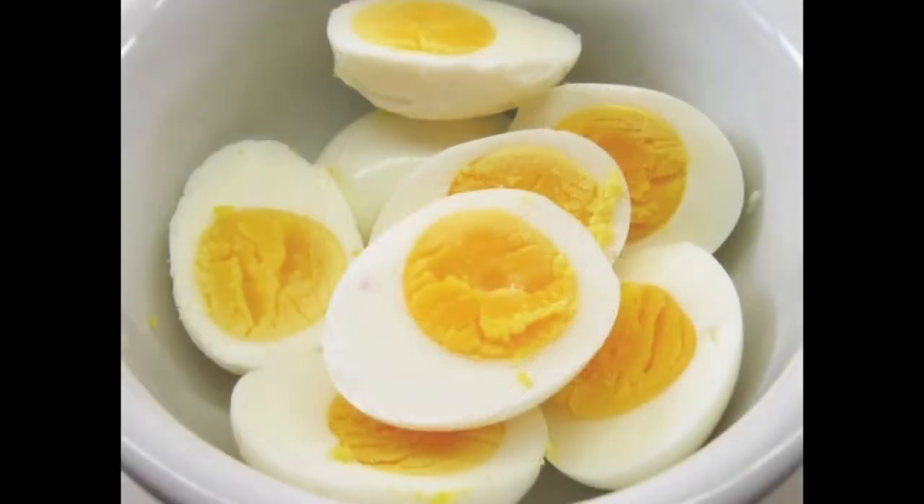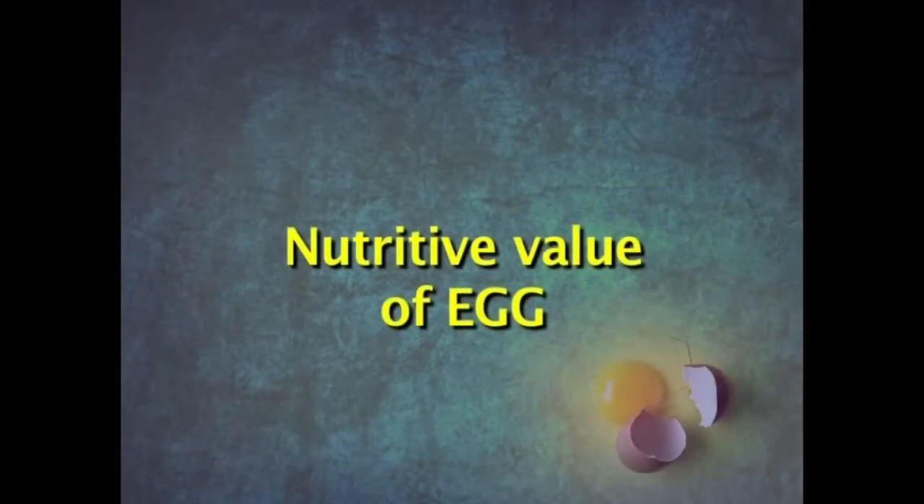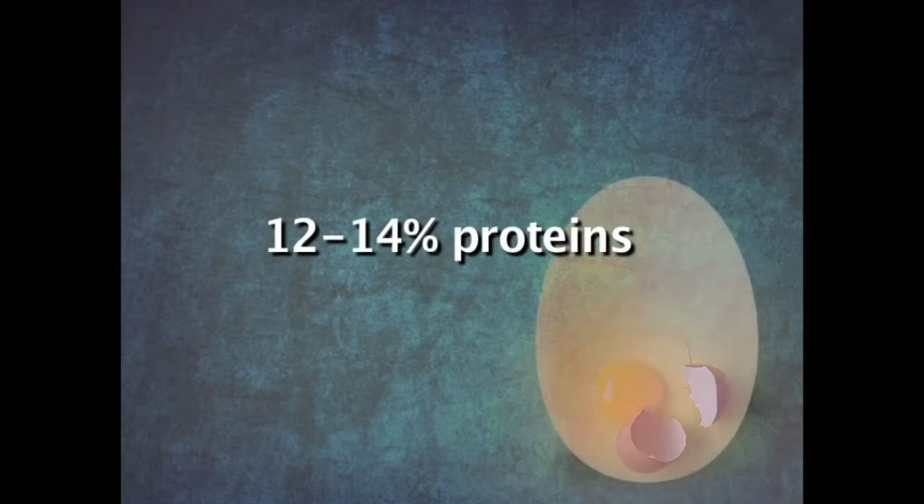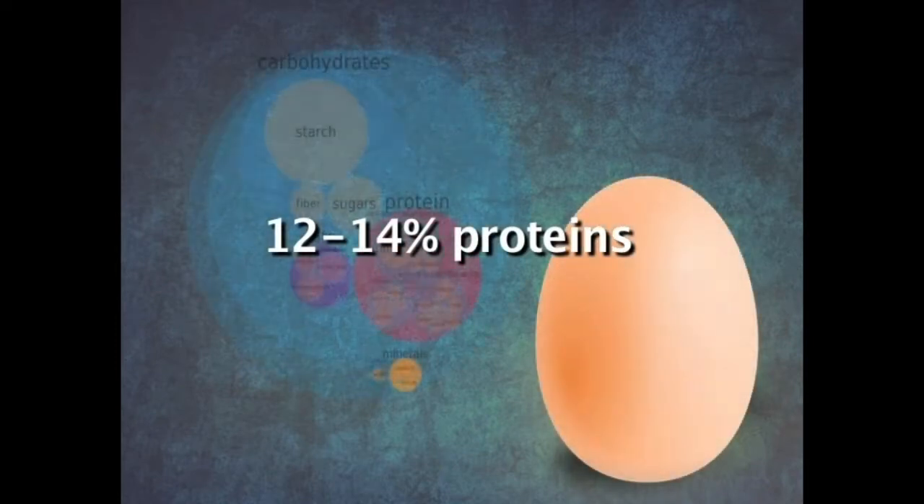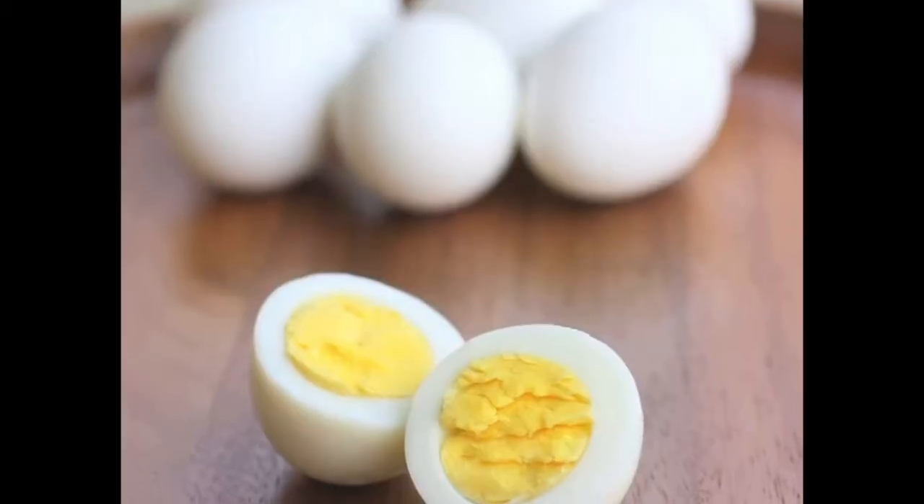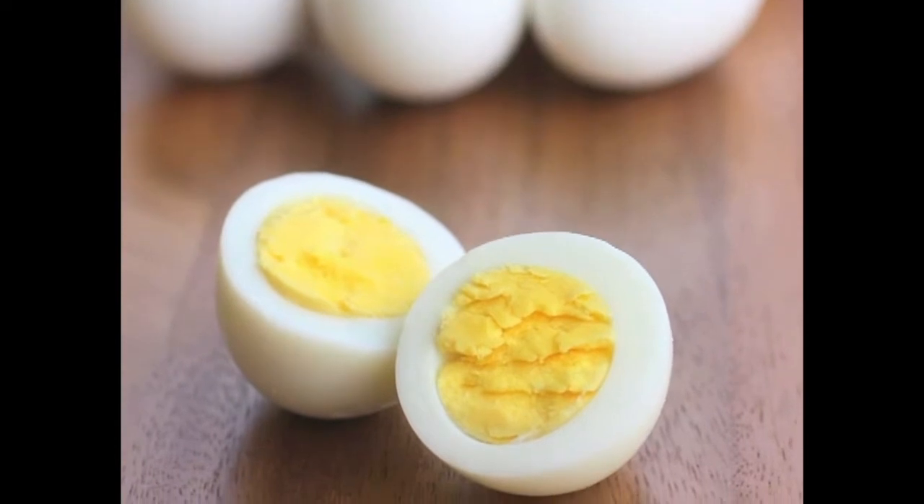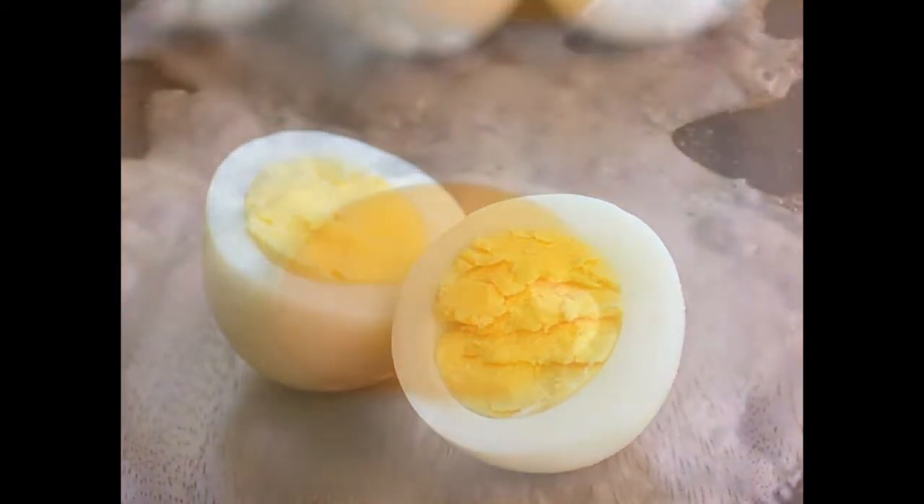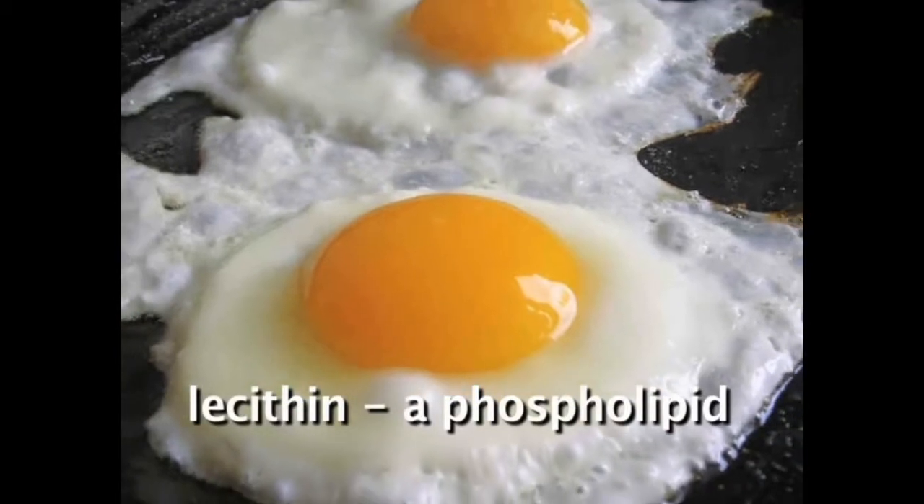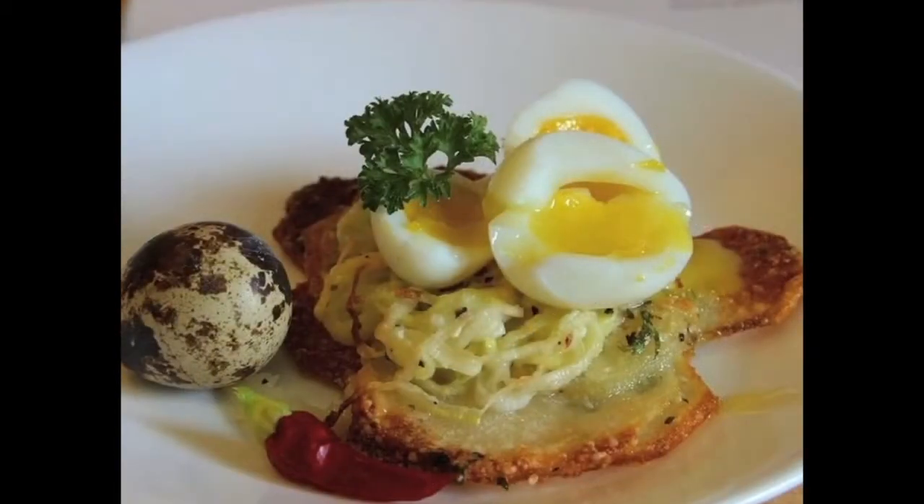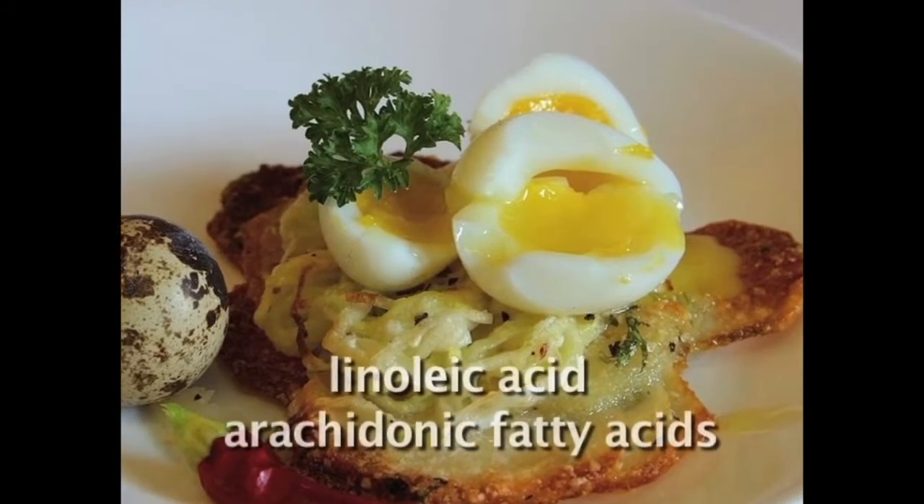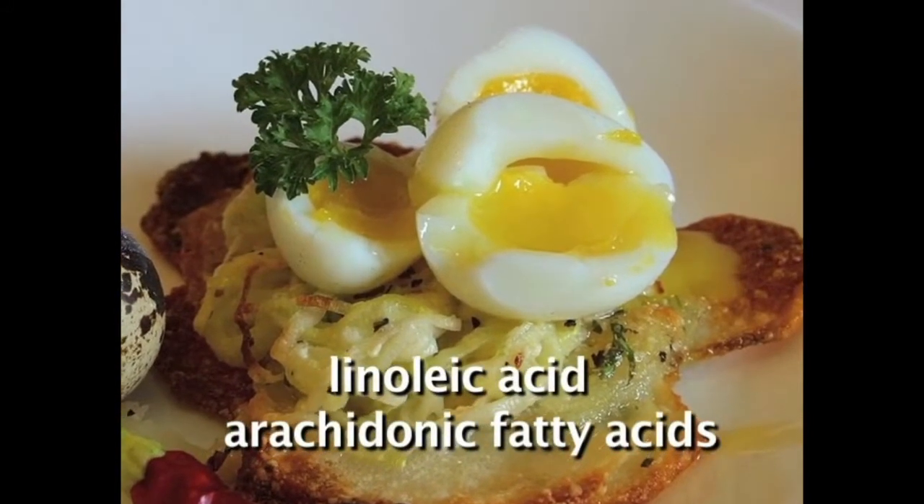Egg is an excellent source of protein. The biological quality of egg protein is highest among all the proteins, and it is considered a complete protein. Let us now look at the nutritive value of egg. Egg contains 12 to 14% proteins, which are very well balanced in terms of essential amino acid profile. Egg is a very good source of fat also. The fat of the egg is present in the yolk. The fat contains lecithin, which is a phospholipid. Egg is also a good source of essential fatty acids, that is linoleic acid and arachidonic acid.